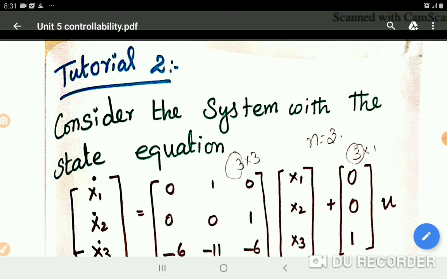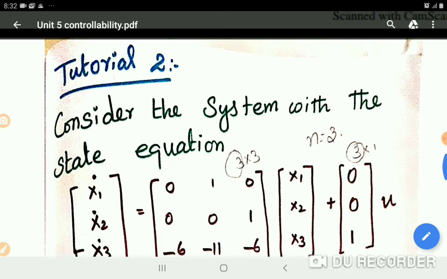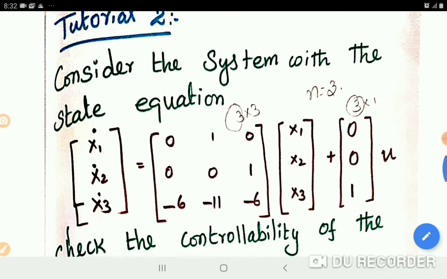In this video, we are going to see tutorial 2 in controllability problem. Basics of controllability and Kalman test steps were all discussed in the previous video, and simple tutorial 1 was also solved. Both the links are given in the description box. So you just go through both the videos, then we'll come back to tutorial 2 for a better understanding. Now we'll check the problem.